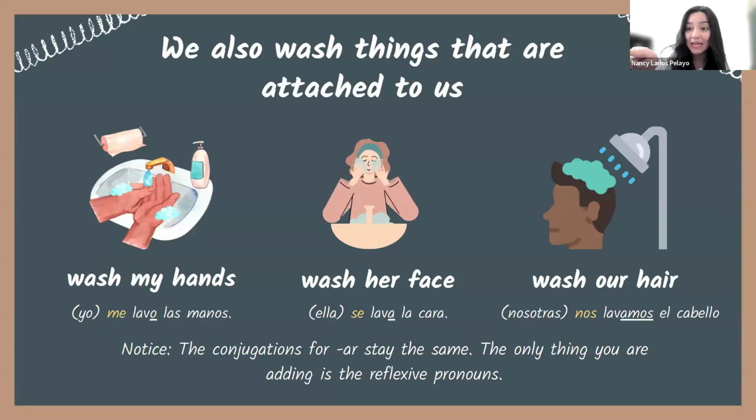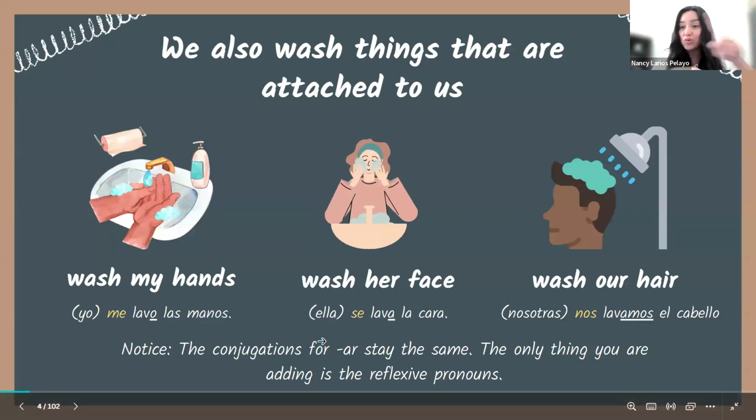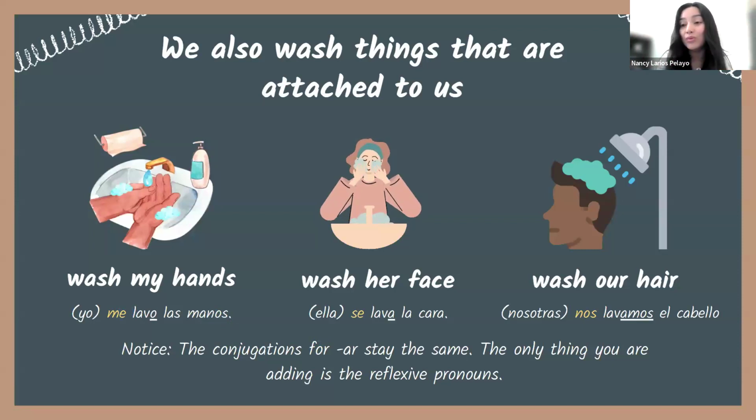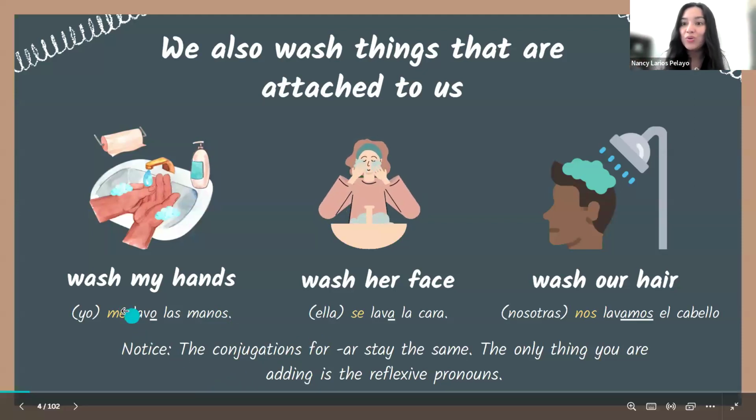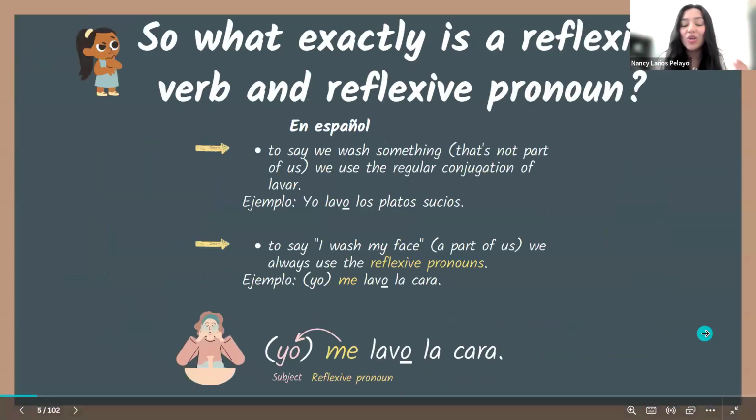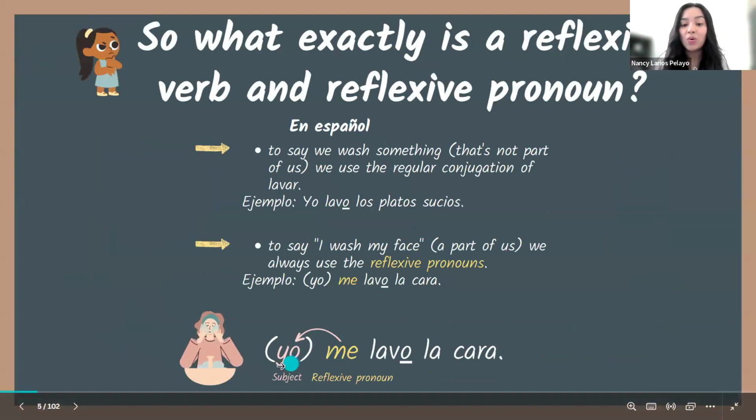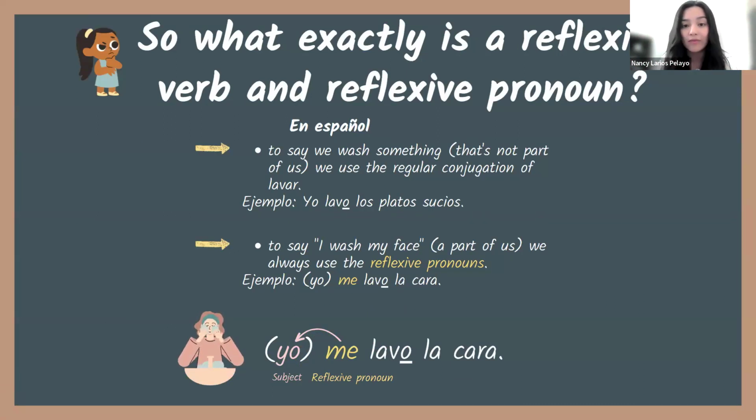¿Sí? Ella se lava la cara. She washes her face. She's doing that action to herself, right? Nosotros o nosotras, everyone, we do that, right? We wash our hair. Nos lavamos el cabello. And so you are familiar with me and nos, right? And so we need to know who our subject is, who's doing that action to themselves or to oneself, right?